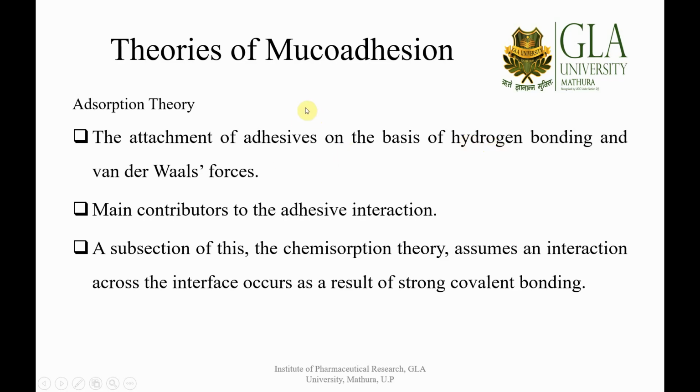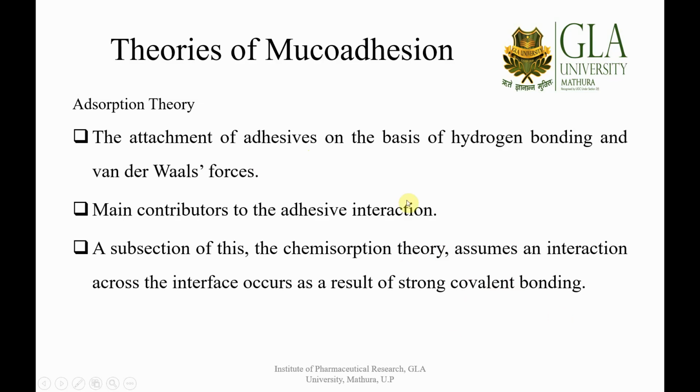We should not be going for chemisorption, because according to the chemisorption theory, certain mucoadhesive polymers may interact because of some stronger bonding or covalent bonding. This will be very difficult to remove. So we always prefer a mucoadhesion which is a reversible process. Otherwise, if it is a covalent bonded interaction, it may lead to toxicity as well.